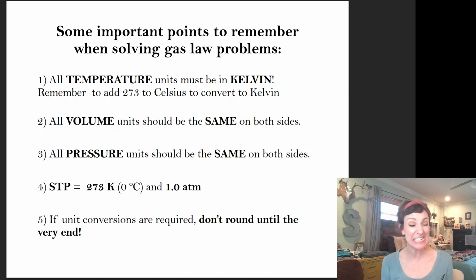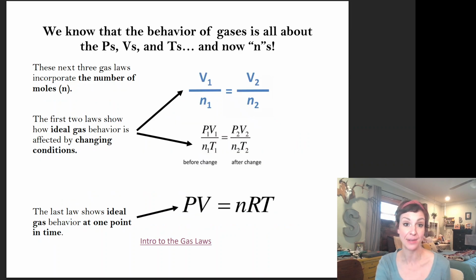We know that STP, or standard temperature and pressure, is equal to a temperature of 273 Kelvin, or 0 degrees Celsius, and 1 atmosphere of pressure. And finally, if you need to convert units, do not round anything until the very, very end when you get to the end of the calculation. So these are a repeat of some of the rules that we've been consistent with so far. How does this apply to these new gas laws that we're going to be learning about today?